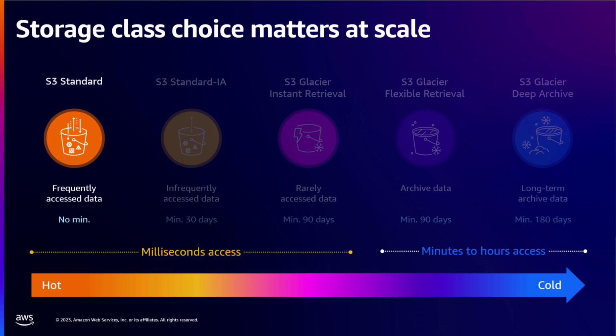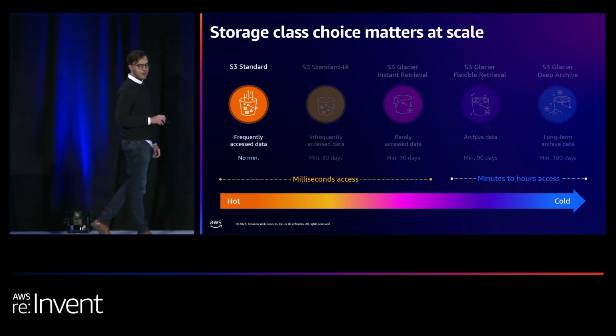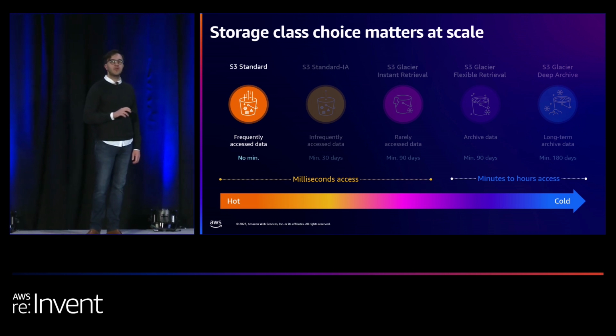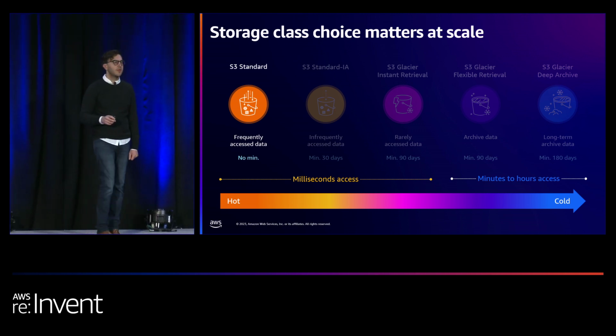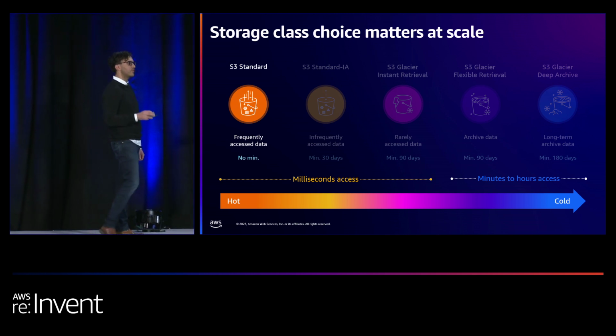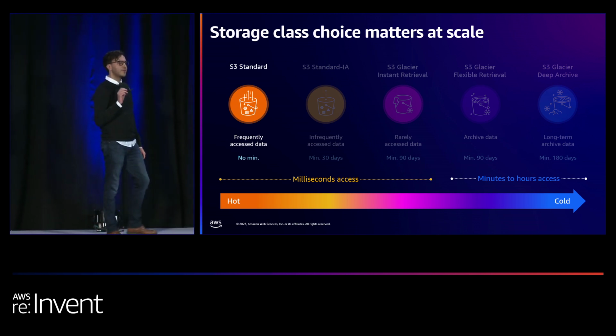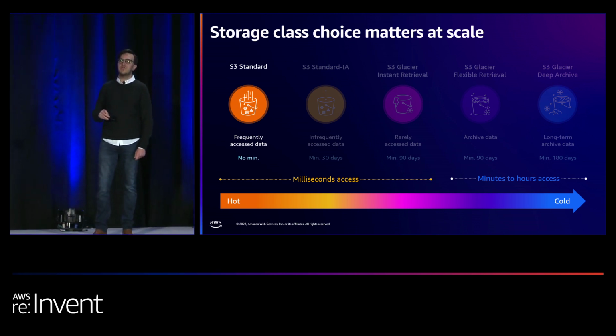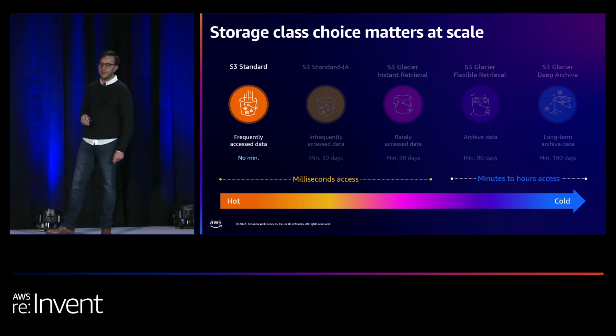First, let's say that you're streaming content, and you want to use S3 as the origin. That data is going to be frequently accessed by users all around the globe. In this case, you should use S3 Standard, which is really ideal for active data. It's the best choice if you access your data more than once a month.